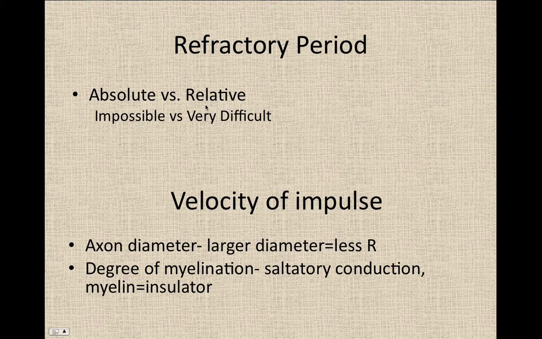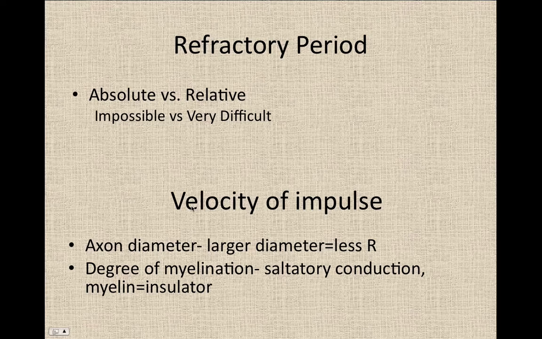So relative refractory period means that it's going to be more difficult to create an action potential. It's possible, but it's not easy to do. So you have to have a very strong stimulus in order to create another action potential during that relative refractory period, which is as soon as you get past the threshold line.